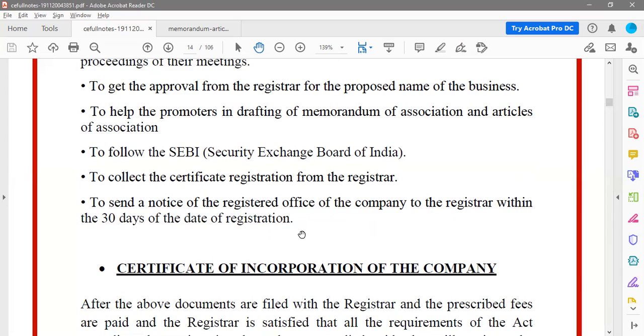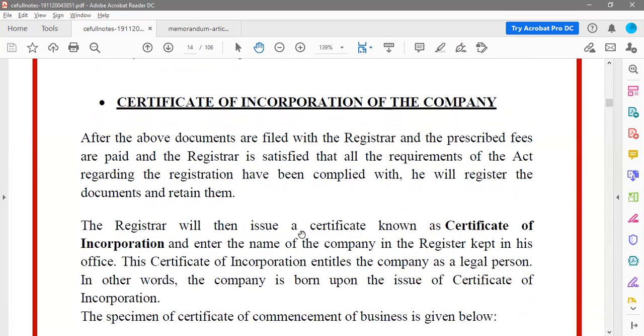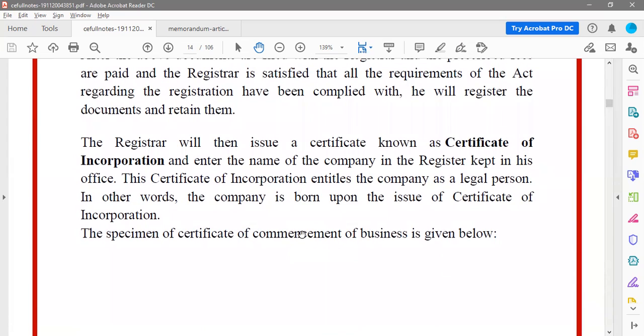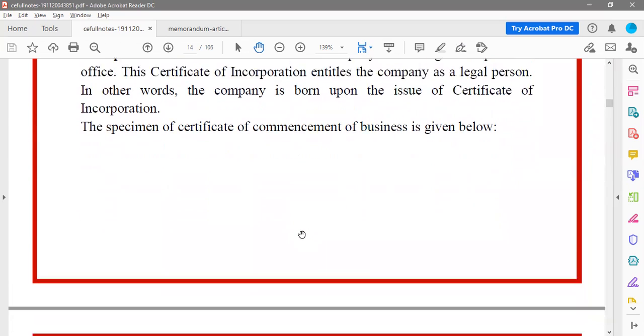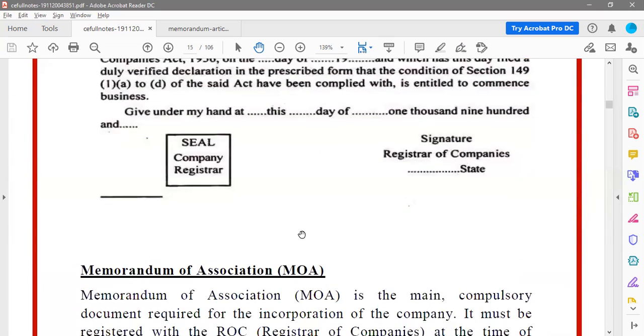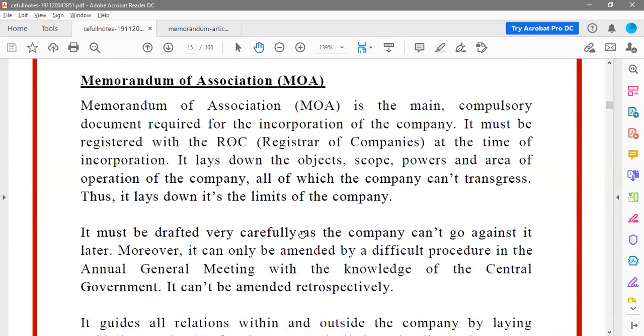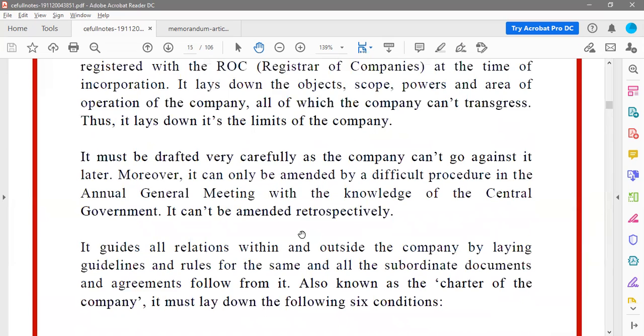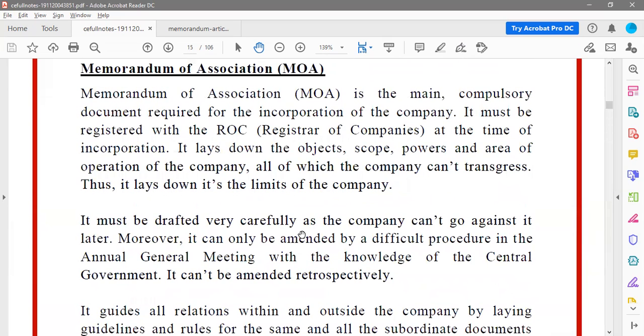Then we will get the certificate of incorporation of the company. We have already seen a copy of a certificate of incorporation, where they will give you the place where it is incorporated and the date of the incorporation. That is very, very important. Now coming to the major documents of the company, that is MOA and AOA. MOA and AOA are very, very important documents.